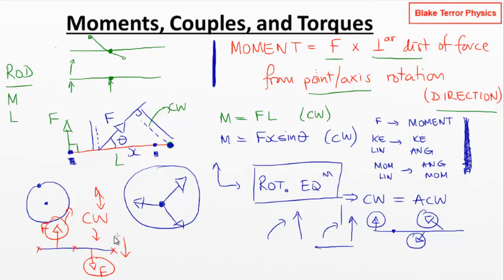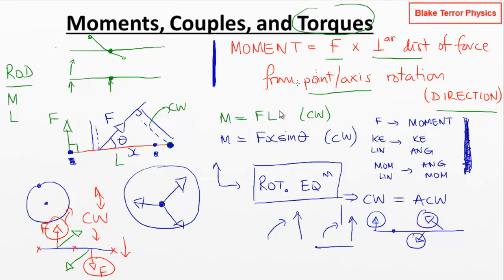So a couple is just a pure moment. You don't get any translation because they have to be equal and opposite. Of course, they don't have to be applied perpendicular to the rod. They could be equal and opposite at the same slanted angle to the rod, but providing they're not going through the same point, because if they were going through the same point, you wouldn't get the rotation. They just cancel each other out. And providing they are directly opposite in direction, because then it gets rid of any translation, then we've got ourselves a couple. So that's all we're talking about with a couple. It's just a special setup on moments.